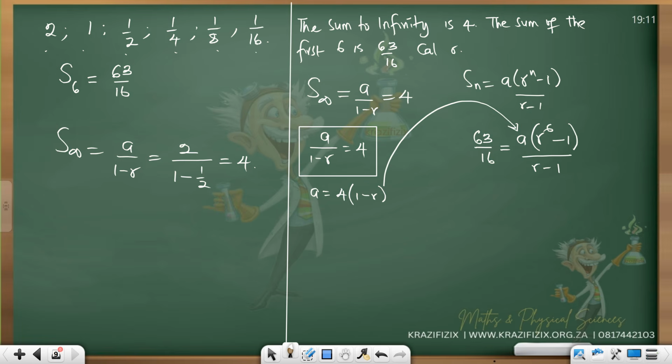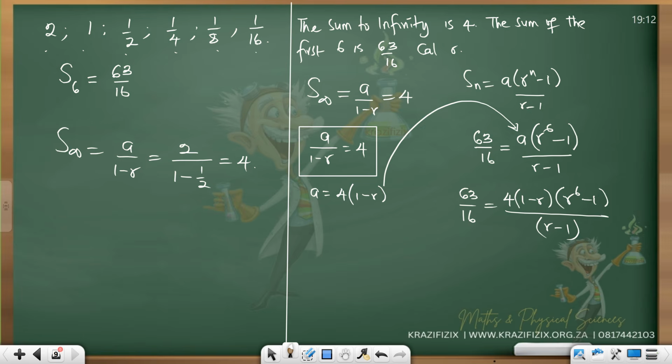Do you see what we're doing? To say 63 over 16. Instead of writing a, this learner now says 4 times 1 minus r, times r to the power 6 minus 1 over r minus 1. Okay, it's even nice that I'm doing this, should you come across something like this. Now look at the top and the bottom. The 1 minus r is very similar to r minus 1, but it's a sign change.